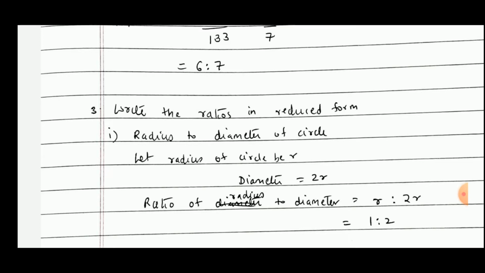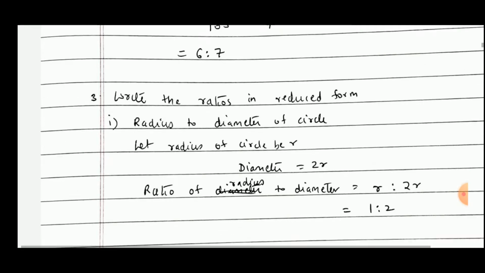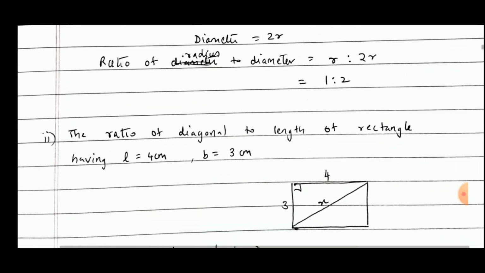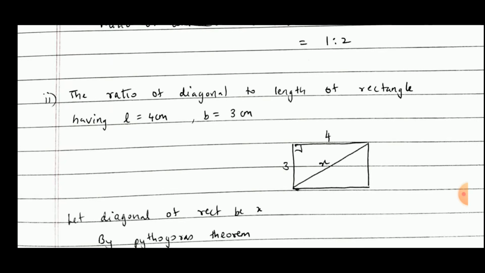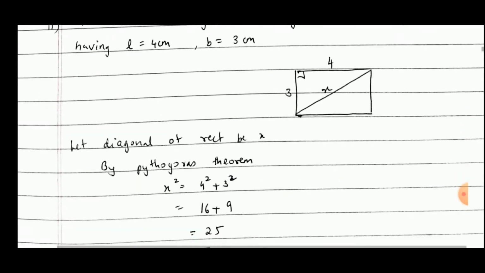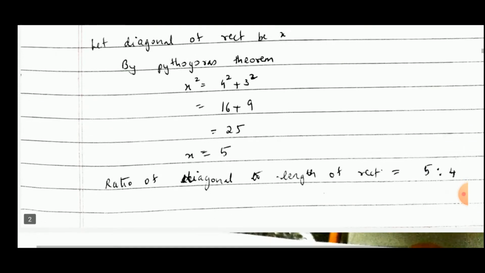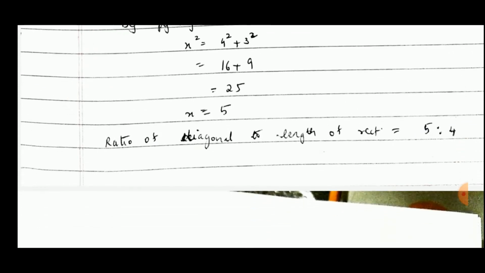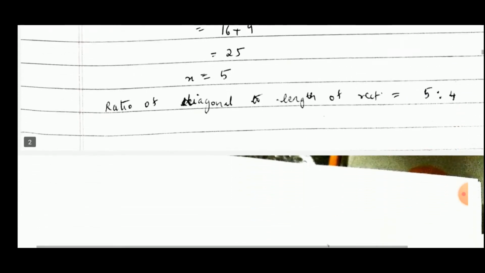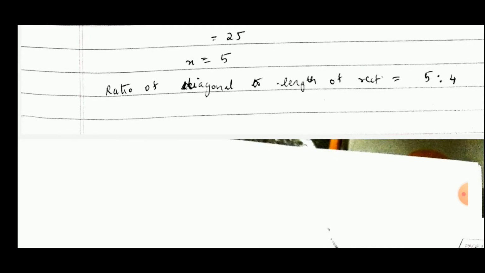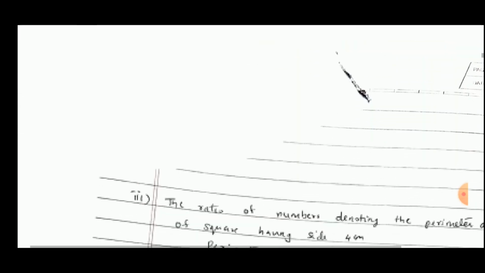Write the ratio in the reduced form, radius to the diameter of the circle. Let the radius of the circle be r and diameter be 2r. The ratio of radius to diameter is equal to r is to 2r, that is 1 is to 2. Then ratio of the diagonal to the length of the rectangle having L equal to 4 cm, B is equal to 3 cm. Let the diagonal of the rectangle be x. So apply the Pythagoras theorem. X square is equal to 4 square plus 3 square, that is 16 plus 9 equal to 25. X is equal to 5. So ratio of the diagonal to the length of the rectangle is equal to 5 is to 4.